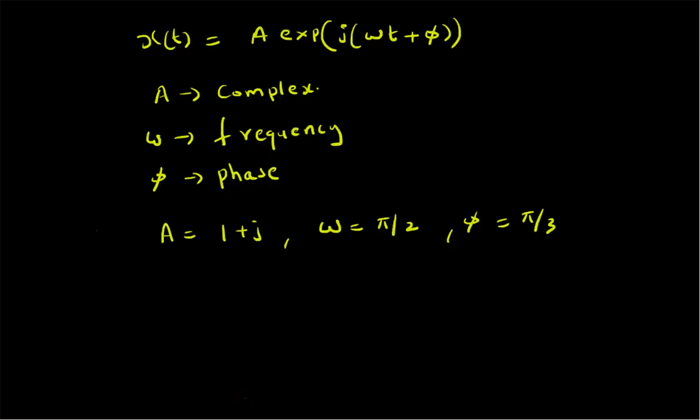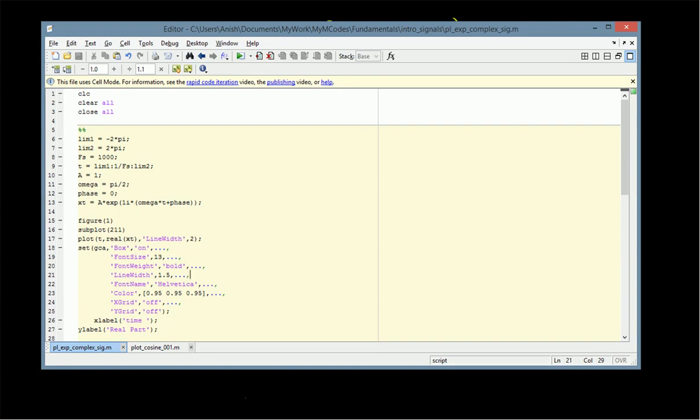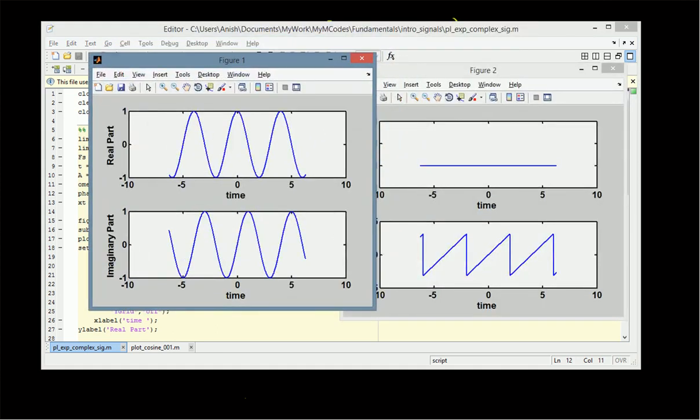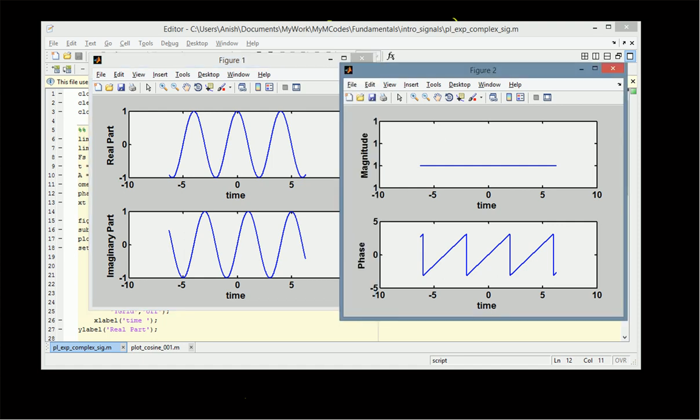To summarize, in this video we have looked at the complex exponential signal for selected values of the parameters: the a term, omega, that is the frequency, and phi, that is the phase term. We have plotted the signals in MATLAB. For example, when a is real, omega is equal to pi by 2 and phase is 0, we have the following plots: a real part, that is basically a cosine signal, an imaginary part, which is a sine signal, the magnitude, which is a constant, and a phase term, which is linear within each interval.